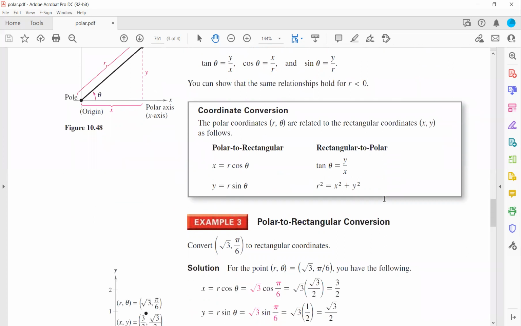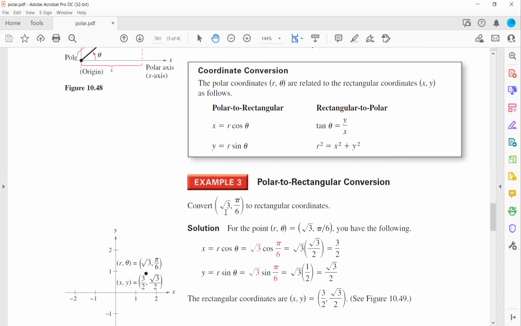One example for you. Convert (√3, π/6) to the rectangular coordinate system. It means that you have your r and theta, and you're looking for your x and y. So since it's polar to rectangular, we're going to follow x equals r cosine theta and y equals r sine theta. So you have everything you need. r is √3, theta is π/6.